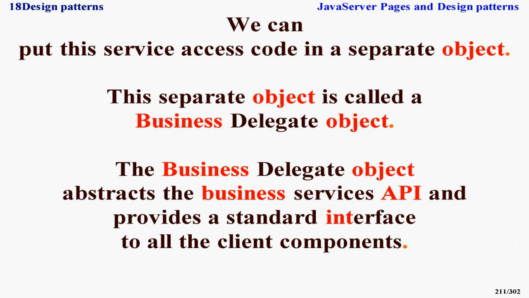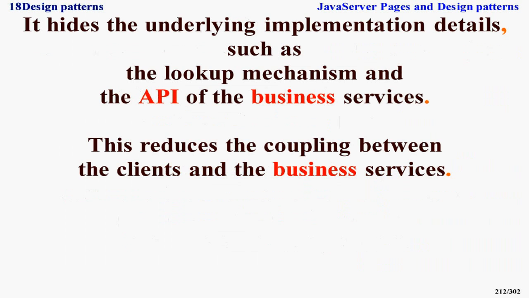We can put the service access code in a separate object. This separate object is called the business delegate object. The business delegate object abstracts the business services API and provides a standard interface to all the client components. It hides the underlying implementation details, such as the lookup mechanism and the API of the business services. This reduces the coupling between the client and the business services.